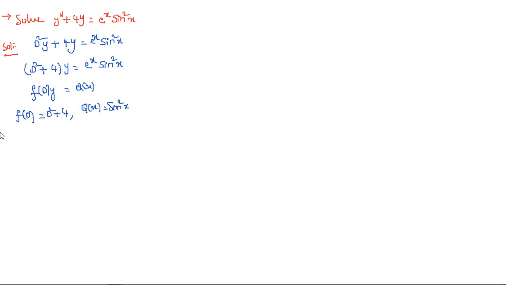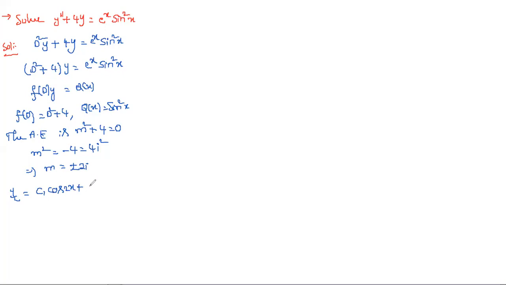Now first we need to find the complementary function. For that we write the auxiliary equation: m squared plus 4 is equal to 0, then m squared is equal to minus 4, which we can write as 4i squared. So m is equal to plus or minus 2i. The roots are complex conjugates. So the complementary function yc is equal to c1 cos 2x plus c2 sin 2x, because alpha is equal to 0. Okay. Now we need to find the particular integral.